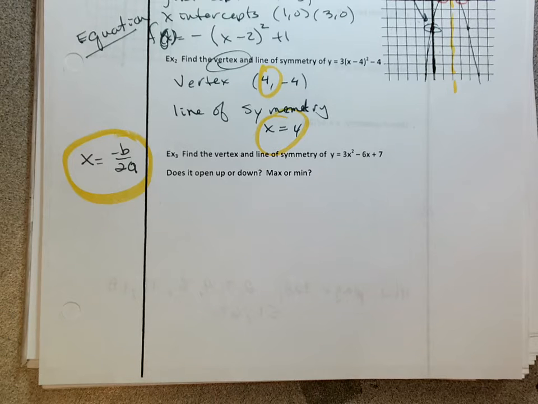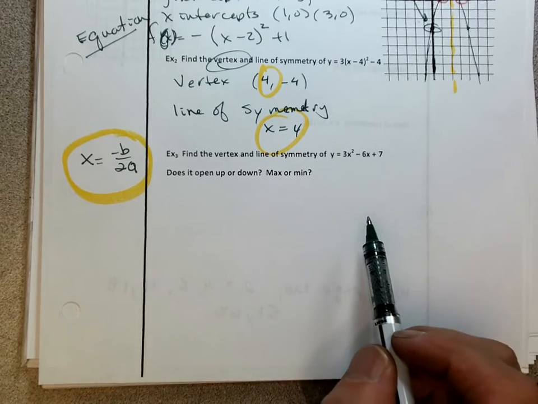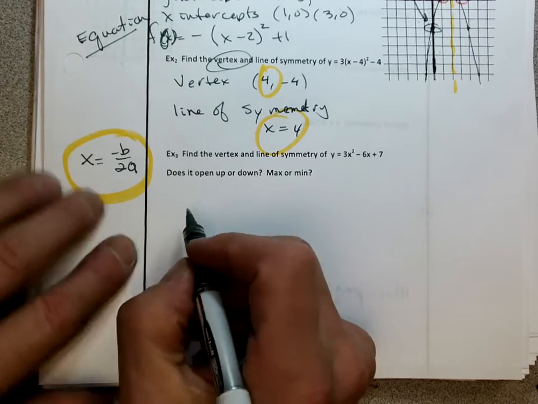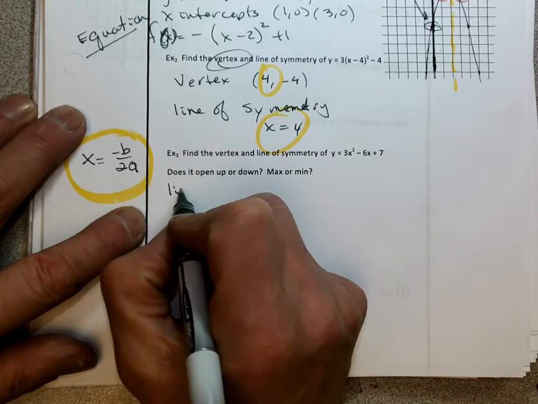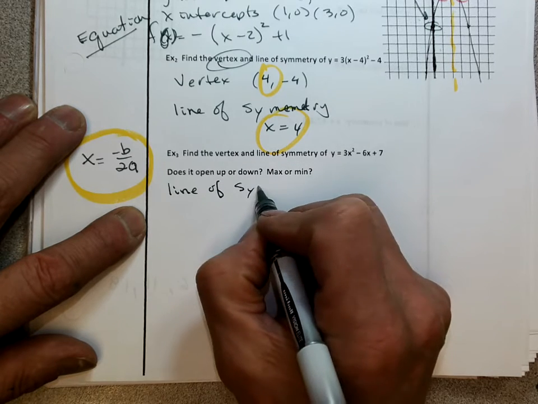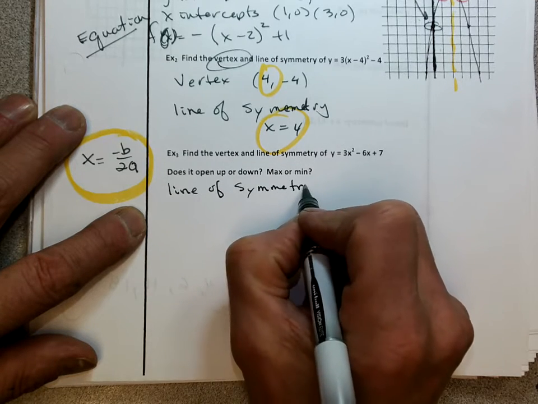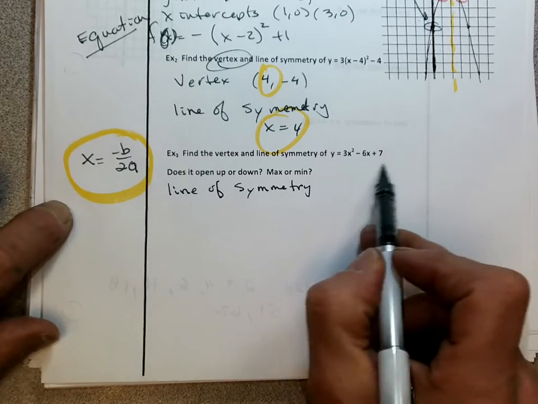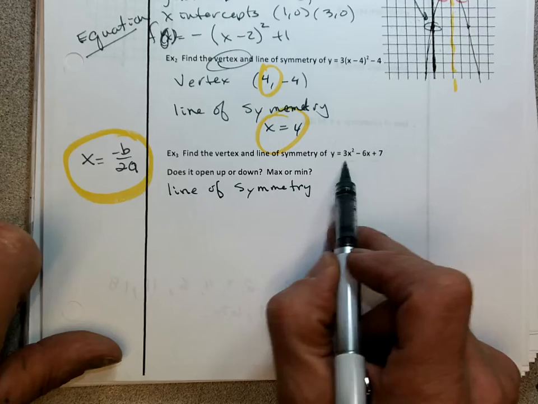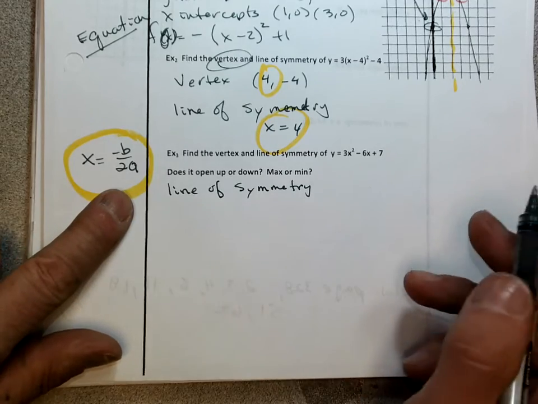So example 3, find the vertex and the line of symmetry of y equals 3x squared minus 6x minus 7. So what we're going to do first is let's find the line of symmetry, okay? If it's in standard form, you have to use this formula. Well, that's an easy formula.